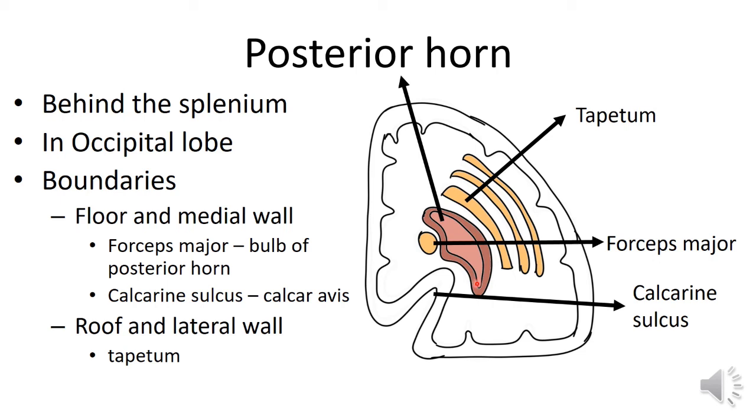The roof and lateral wall is bound by tapetum. So now you might be wondering what this forceps major and tapetum mean. They are the fibers within the corpus callosum: the forceps major, forceps minor, rostrum, tapetum. We will be having a detailed class on corpus callosum later on. For the time being, just know they are fibers within corpus callosum. So the roof and lateral wall is bound by tapetum. The floor and medial wall is bound by forceps major and calcarine sulcus.